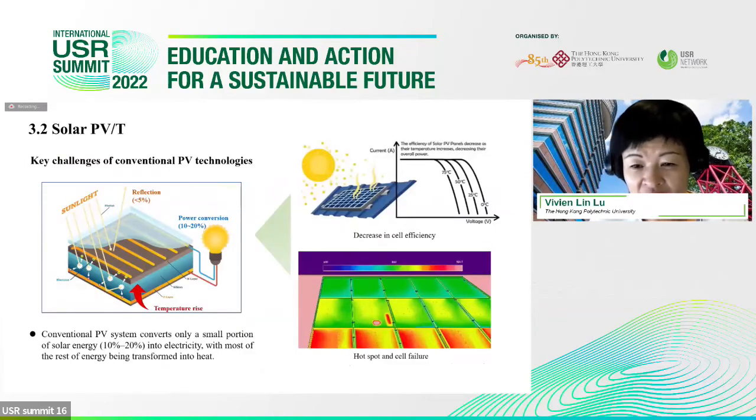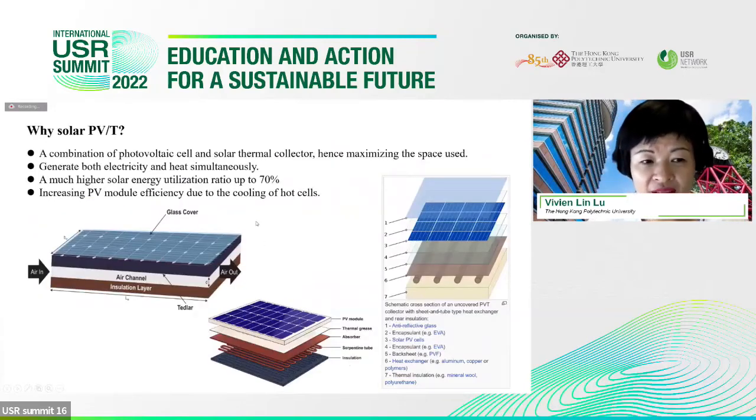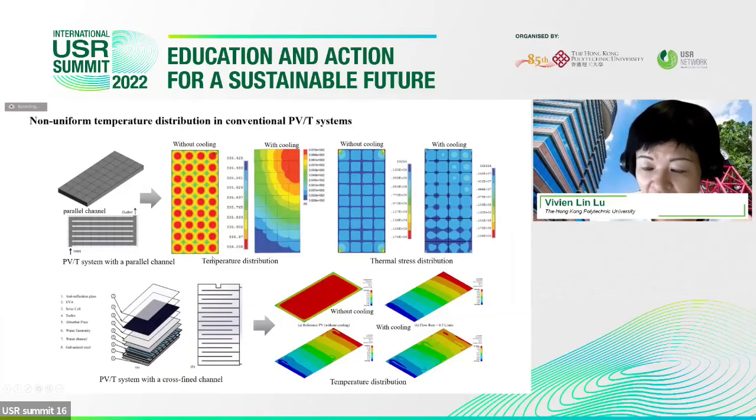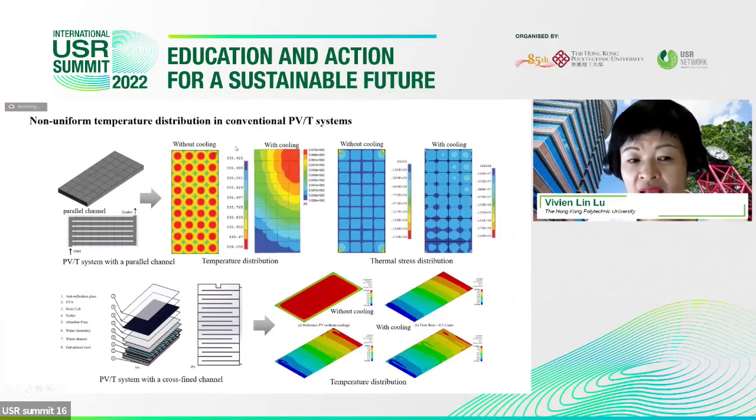Also, as I mentioned, our solar PV cells get very, very hot, so we are thinking about how to utilize the thermal energy in a smart manner. There comes the technology of solar PVT, a combination of power generation and thermal energy utilization. There are many ways to utilize the thermal energy, but it is not very commercialized or popular due to some technical limitations, especially the non-uniform temperature distribution of the solar PV panels.